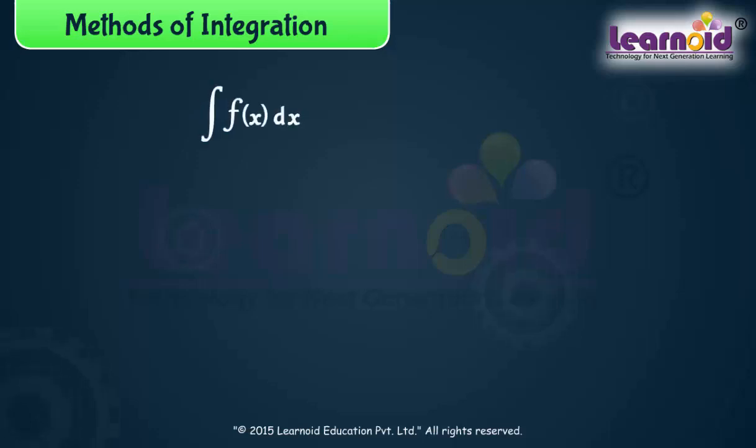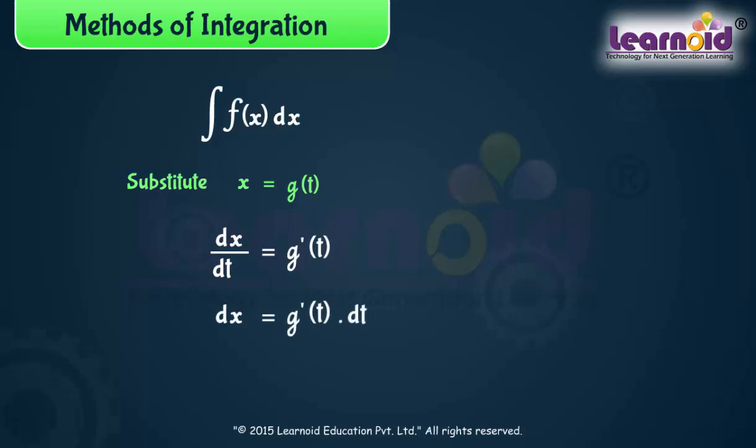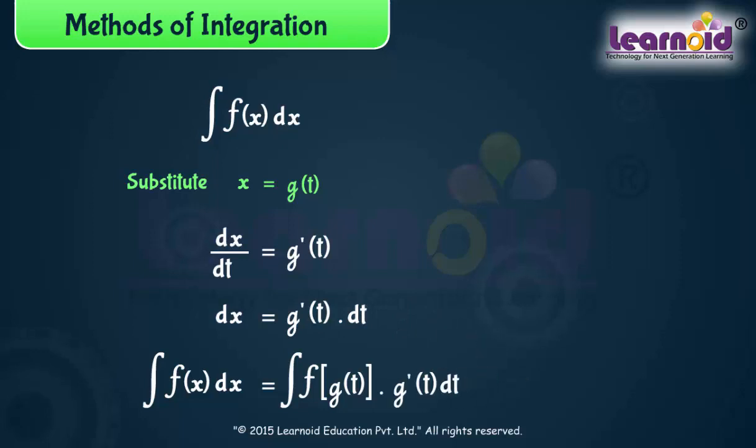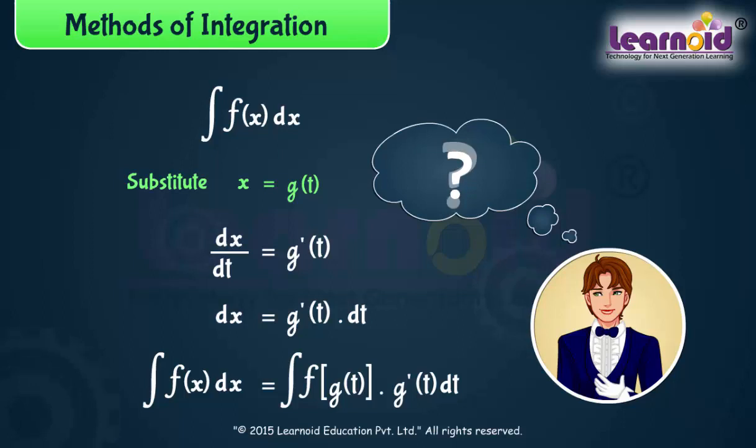The given integral f(x) dx can be transformed into another form by changing variable x to t by substituting x is equal to g(t). dx by dt is equal to g'(t). dx is equal to g'(t) dt. Thus, integral f(x) dx is equal to integral f of g(t) into g'(t) dt. It is important to guess a meaningful substitution x is equal to g(t).